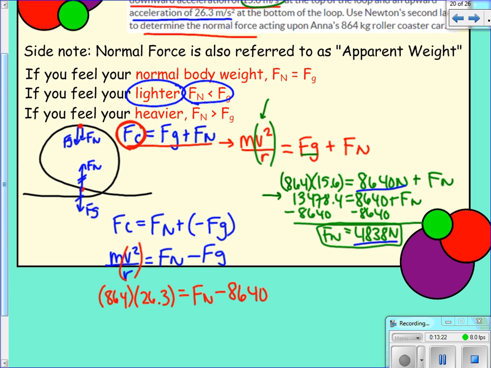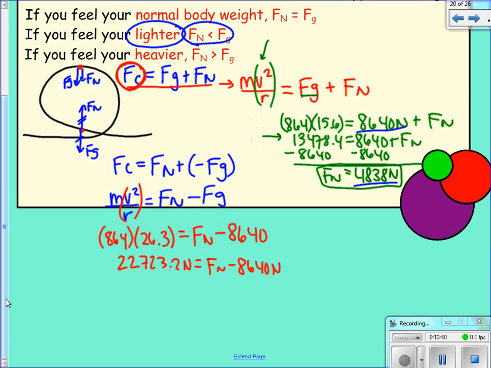It's always 8,640. If I do 864 times the 26.3, I end up getting on the left side 22,723.2 newtons, and that's equal to force normal minus 8,640. And then in order to get force normal by itself, I'm going to add 8,640 to both sides.